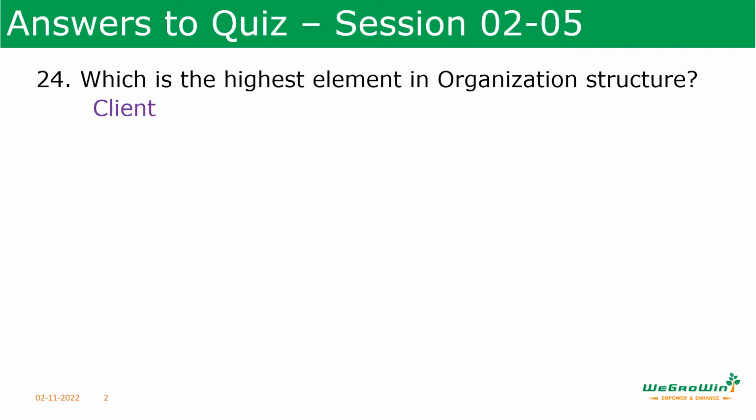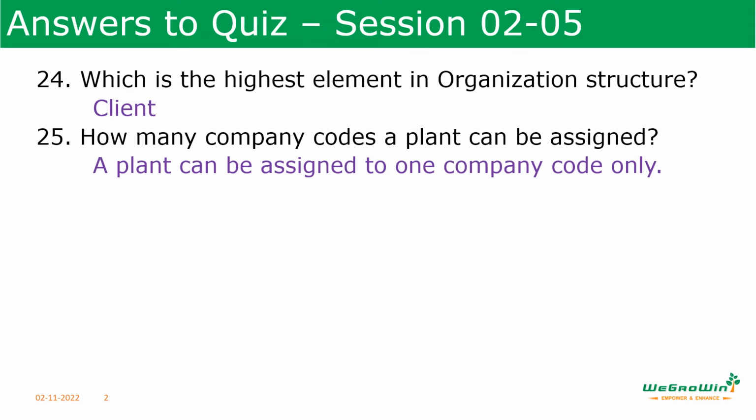A client has its own set of tables and user data. The objects are either client dependent or client independent. So client independent and dependent objects are available. How many company codes a plant can be assigned? A plant can be assigned to one company code only, but a company code can have many plants. This is the company to plant is one to many, but a plant to company is one-to-one relationship only.